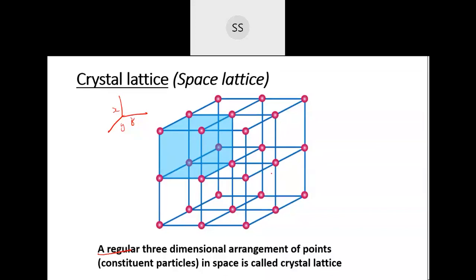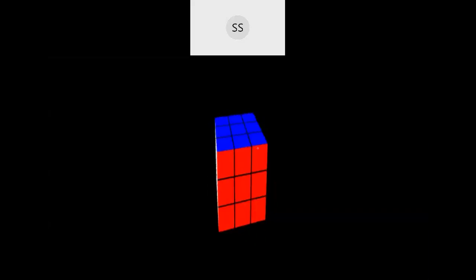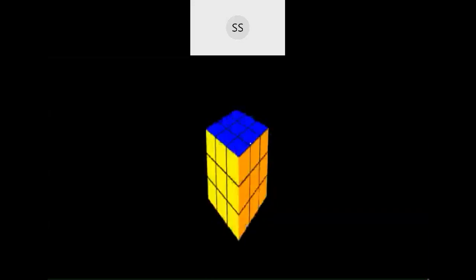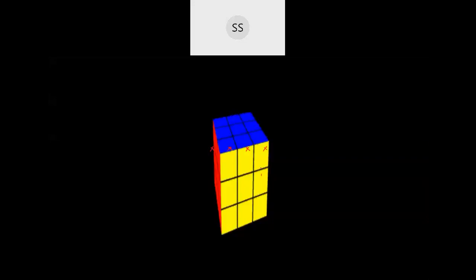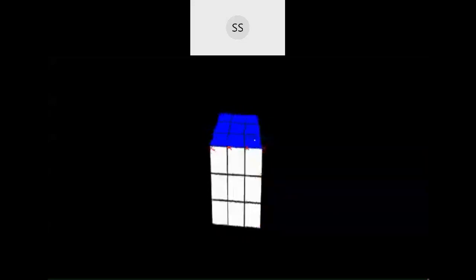Now, here I have given one example. You might be familiar with the Rubik's Cube. You might have seen it, correct? No? So this is just an example of a crystal lattice, where you can see that each and every point will be a lattice point. So every point over here indicates a lattice point, and this lattice point continues throughout.